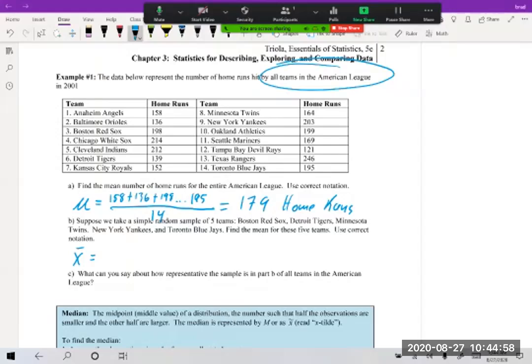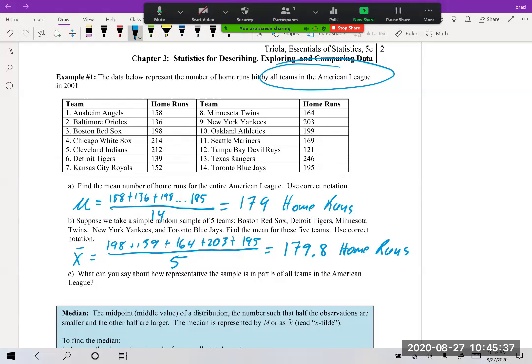So I'm just going to take, let's see here. The Red Sox had 198 home runs. The Tigers had 139. The Twins had 164. The Yankees, where are they at? Had 203. And who's the last team? The Blue Jays had 195. So I'm going to take all of these and I'm going to divide by 5. Okay. And I should get on my calculator 179.8 home runs.